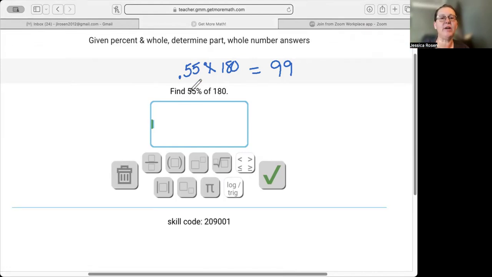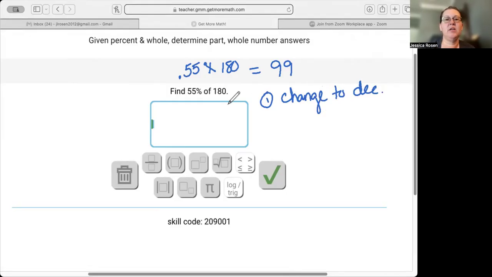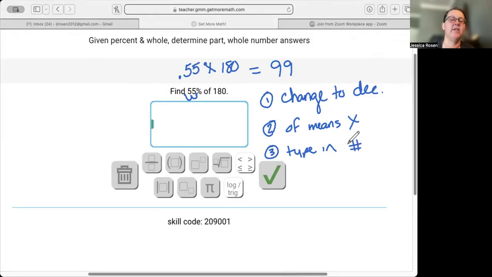If you need to write down steps, there's a couple of different ways you can do this in the calculator. If you want to change it to a decimal, which is what I've always done, step one would be change to a decimal. The invisible decimal is always at the end if it's not in the number, and you always move it twice because 100 is two place values. So it makes it 0.55. Two, you need to know that of means multiply. And three, you would just multiply it by the 180, the number that they give you.